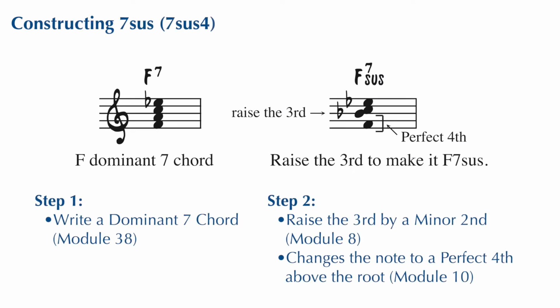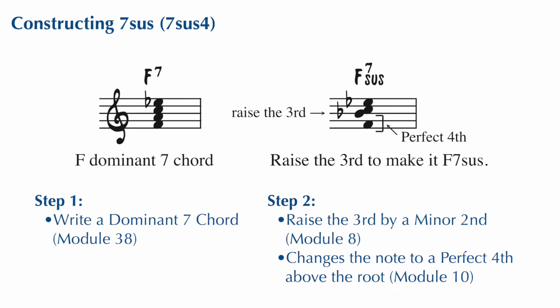So there are two steps for constructing a 7sus or 7sus chord. First, write a dominant 7th chord. Second, take the third of that chord and raise it a half step or a minor second so it's a perfect fourth above the root instead of a major third.